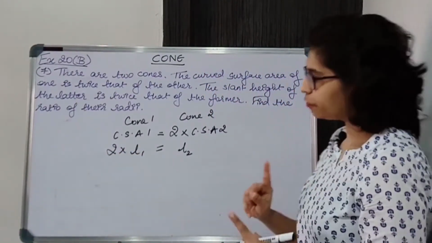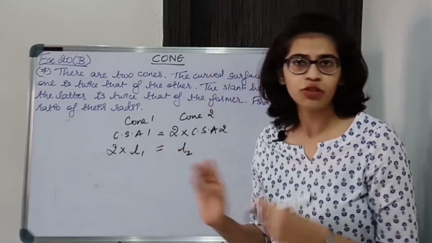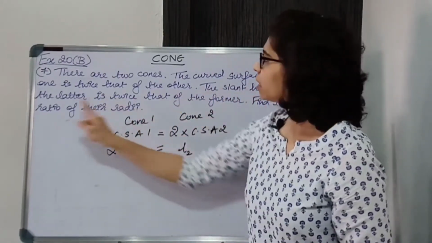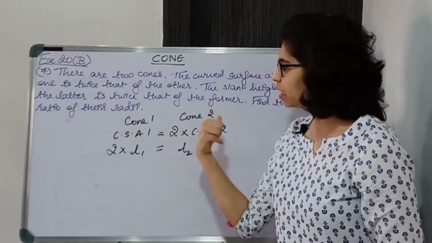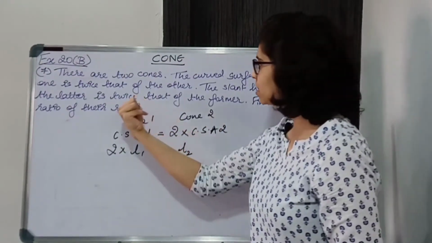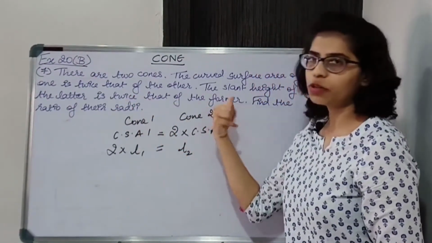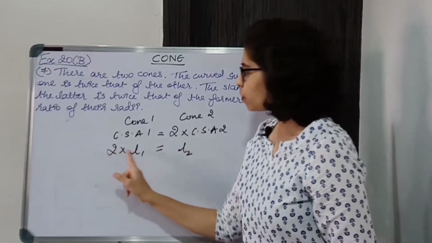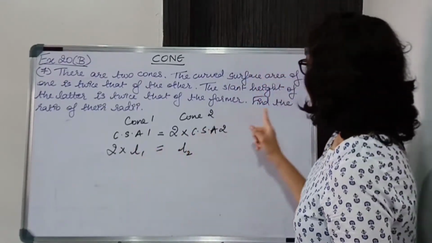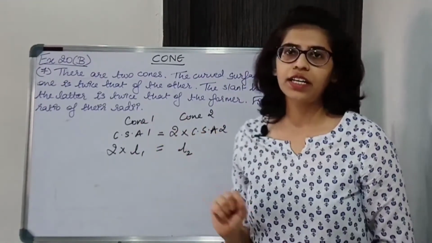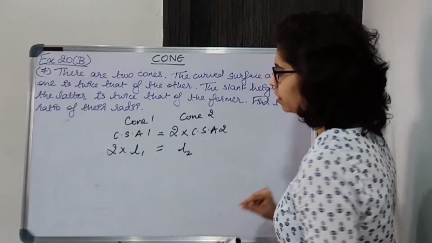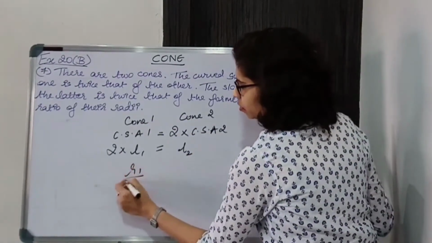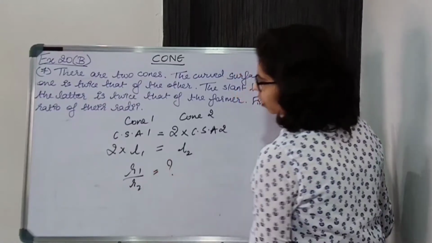Please don't get confused. यहाँ पे L1 equal to twice L2 मत लिखना. The slant height of latter is the other cone. So second cone is twice that of the former. Former means the first one. So it's twice of L1. Find the ratio of their radii. Okay, you have to find the ratio of the radii. R1 upon R2 कितना होगा.